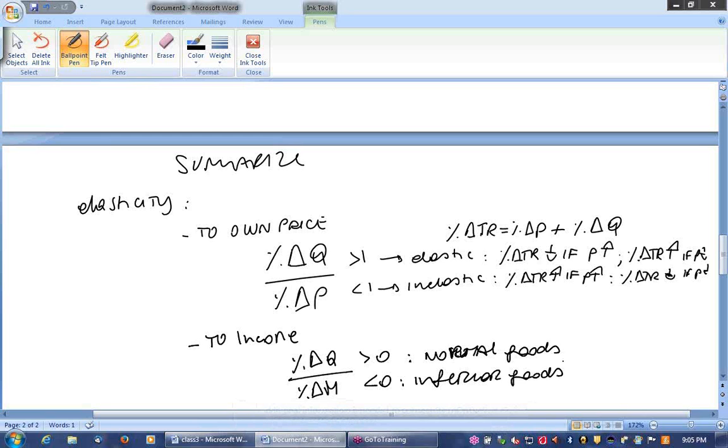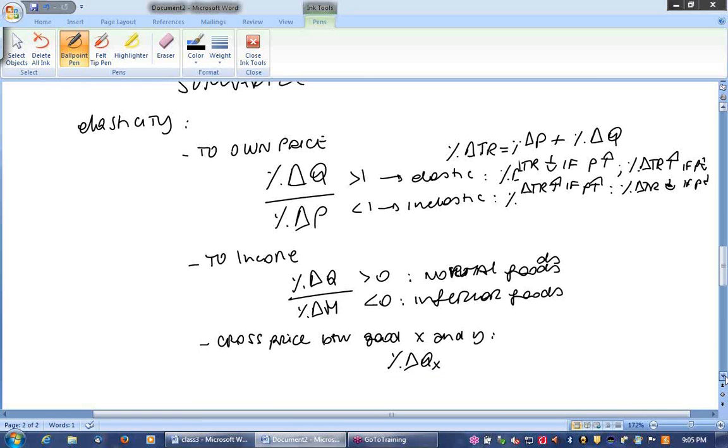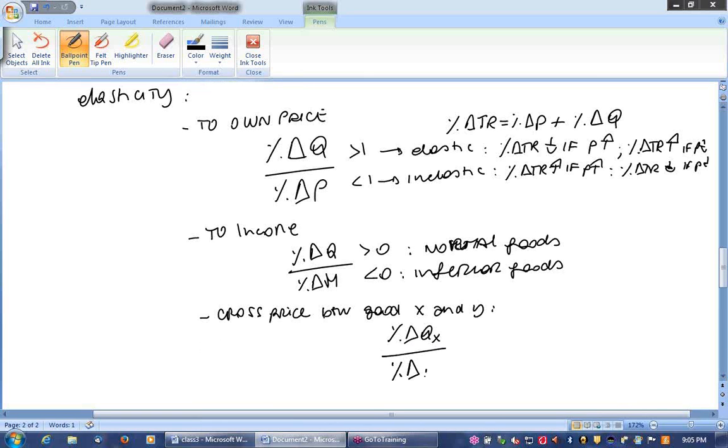And finally, the cross price elasticity between good X and Y is the percentage change in quantity of X divided by the percentage change of price of Y. If this is greater than 0, the goods are substitutes. If it's smaller than 0, they are complements.